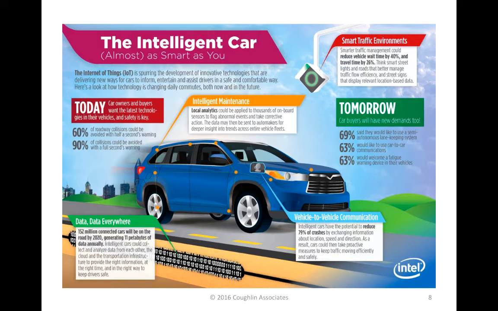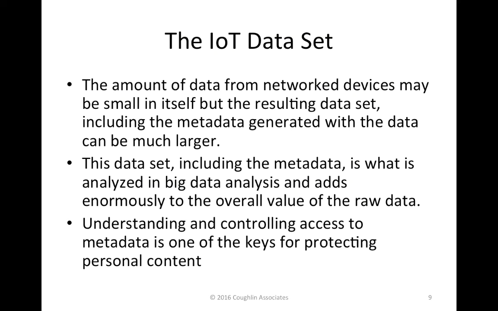And again, 63% said they would welcome a fatigue warning device in their vehicles, but it includes things like intelligent maintenance for the device, for the car itself, vehicle-to-vehicle communication, smart traffic environments, and the ability of the car to interact with road warnings, etc. And all this potentially could create huge amounts of data, with maybe over 152 million connected cars by 2020, as in some projections here. So cars will be a big generator of data, an important element in the emerging Internet of Things. So let's look at an Internet of Things data set and get an idea what this looks like.